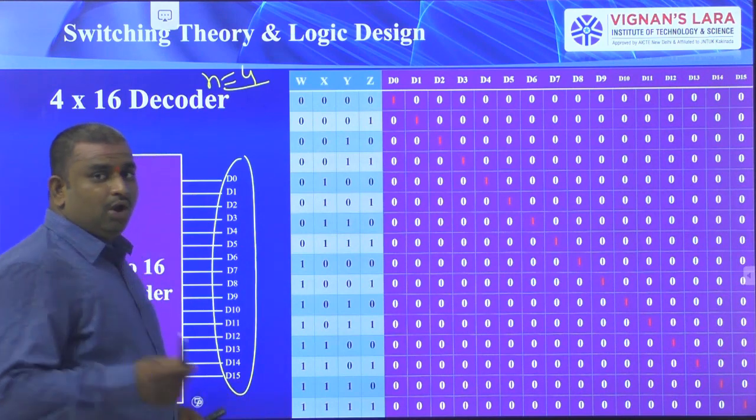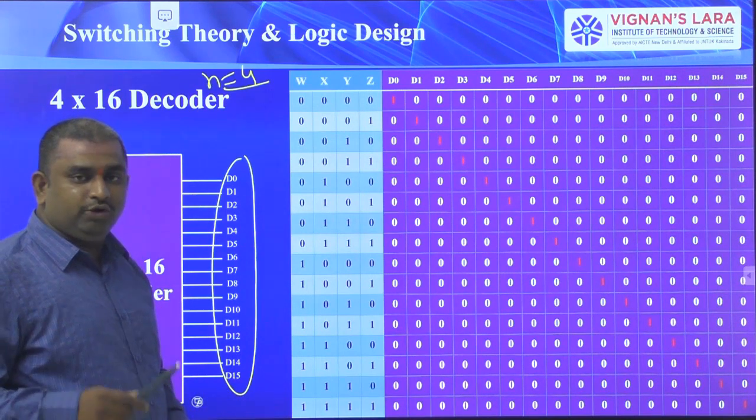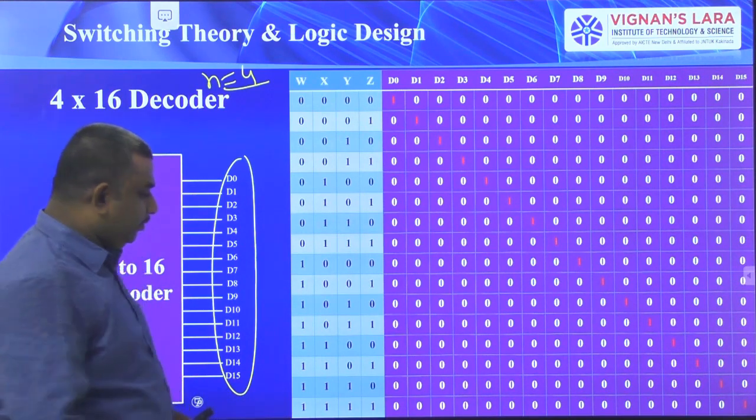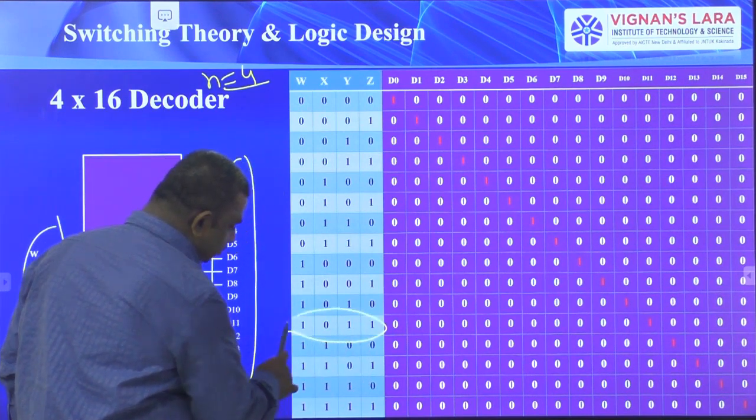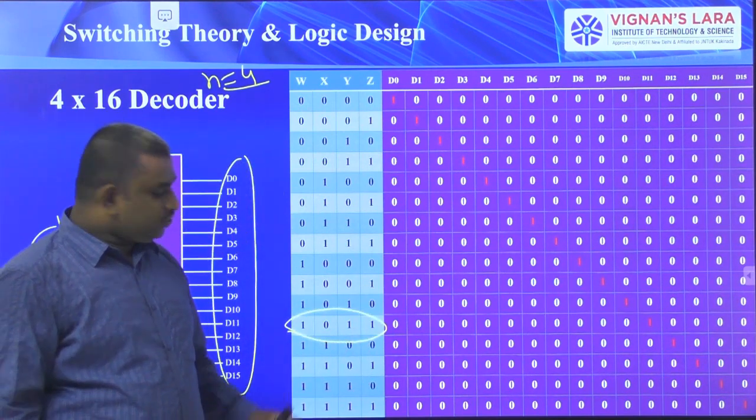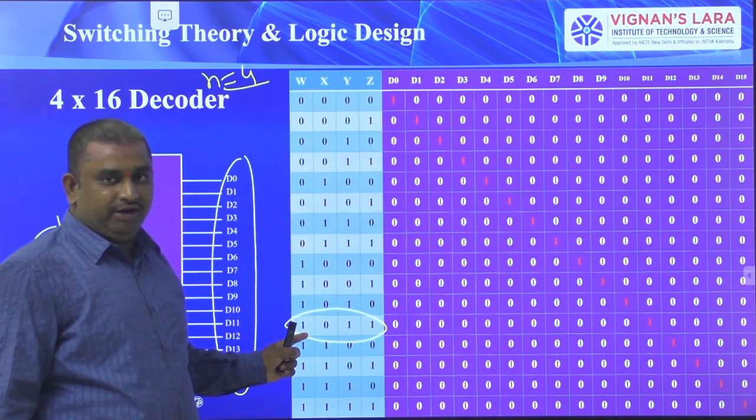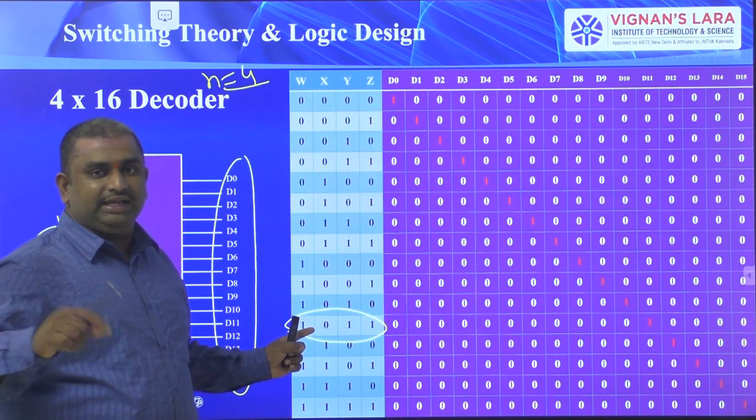M11 is nothing but 1. Actually, 10 value 10 10, 11 value 1011. So take this value. This is 1011. So that is minterm M11. So M11 is equal to D11.